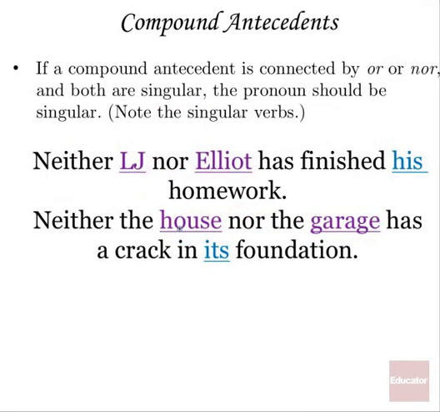Now things get a little more complicated if your compound antecedent is connected by or or nor. If you have an or or nor situation and both of these antecedents are singular, then the pronoun is still singular. Note that it gets a singular verb. The way to think about this is, "neither LJ nor Elliot has finished his homework." Think of it as LJ has not finished his homework, neither has Elliot finished his homework. You'd use a singular pronoun and a singular verb. "Neither the house nor the garage has a crack in its foundation."